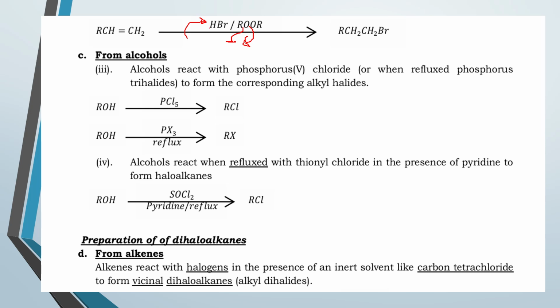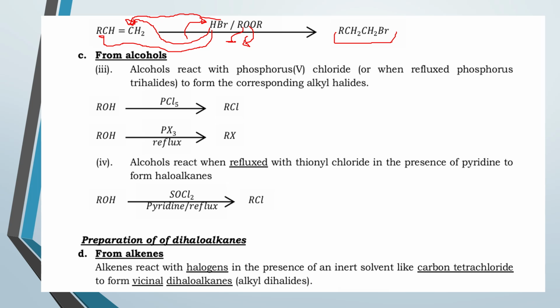So here, instead of the hydrogen atom adding to the carbon atom with more number of hydrogen atoms, it instead adds to the carbon atom with fewer number of hydrogen atoms. And then the halogen adds to the carbon atom with more number of hydrogen atoms. So that's what we call the anti-Markovnikov rule, and then we get our product in this format.